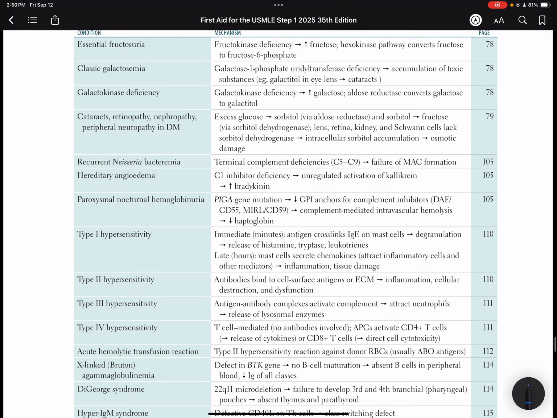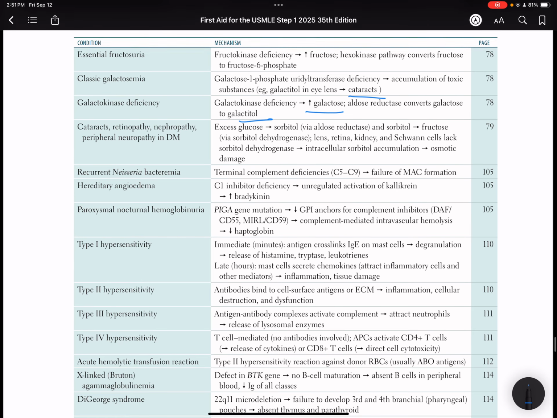What is classic galactosemia? Galactose 1-phosphate uridyl transferase deficiency leads to accumulation of toxic substances like galactitol in the eye lens, causing cataracts. What is galactokinase deficiency? Galactokinase deficiency leads to increased galactose. Aldose reductase converts galactose to galactitol.